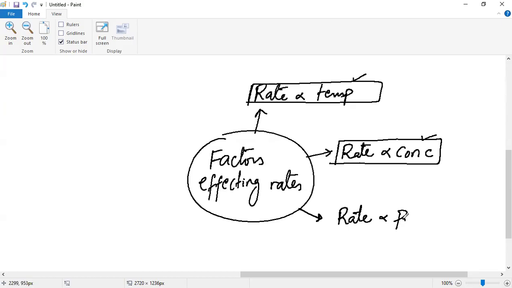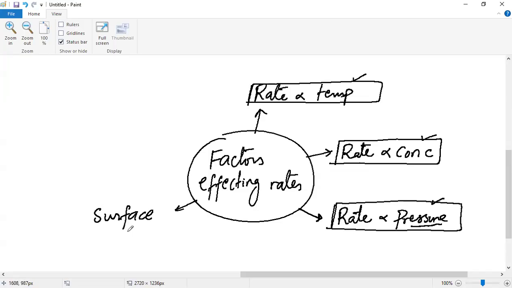And if the reaction includes gases, the rate also increases by increasing pressure, because increasing pressure decreases the spacing among particles. And when the spaces among particles decrease, the number of effective collisions increases. Therefore, the reaction becomes faster. Surface area or particle size is only for solids. Crushed and powdered form particles give us a faster reaction because more particles are exposed for the effective collisions.